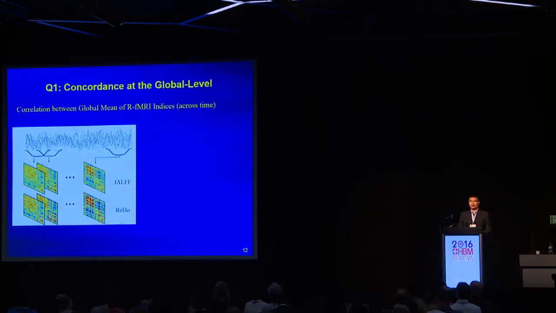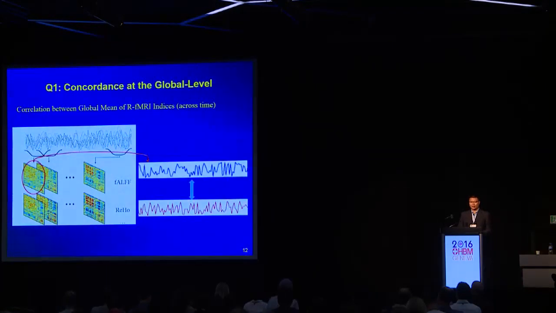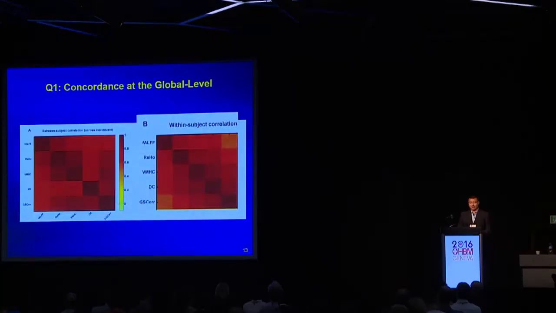So what about across time within an individual? For a given participant, we use sliding windows. For each sliding window, we can calculate ALFF, regional homogeneity, and the other measures. So for each individual, we have a series of ALFF maps, and we calculate the global mean. We have a global mean time series, and likewise for ReHo, and we calculate the correlation. So for each individual, we have a correlation matrix. Here on the right is the within-subject, across-time correlation. It highly resembles the between-subject results.